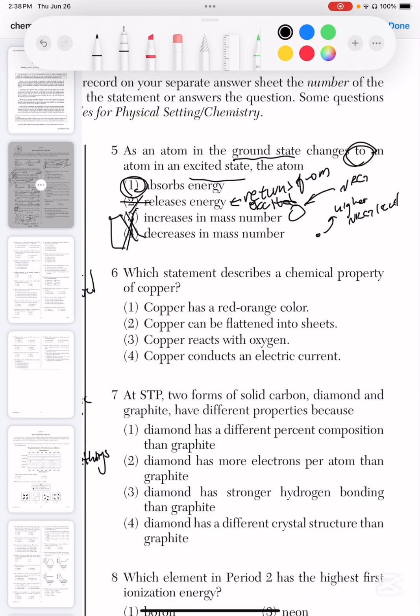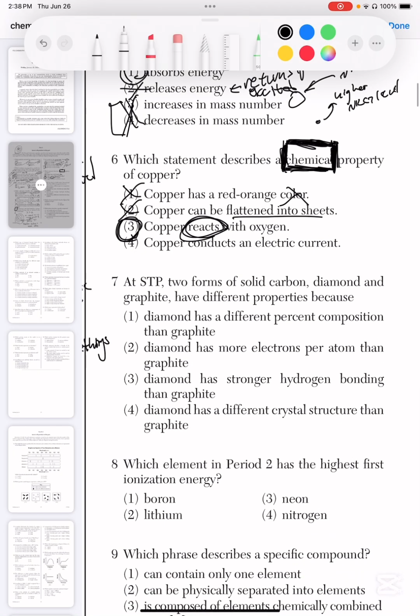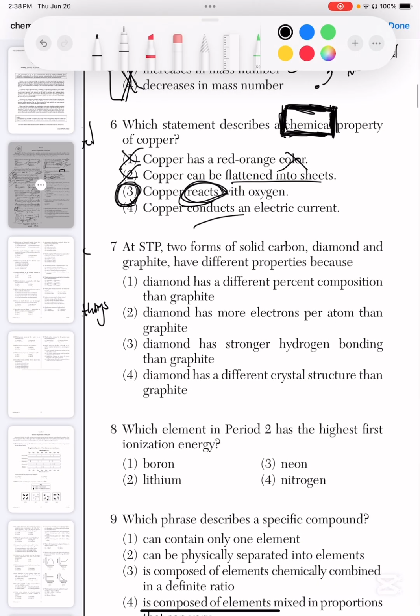Chemical property of copper. So color, this is a physical property. Can be flattened, this is malleability. Reacting, that's basically the keyword you look for. Like when it's asking for a chemical property of something, if it says reacts, then you can pretty much be sure that that is the chemical property. And then the fact that it asks as a conductor is also physical.